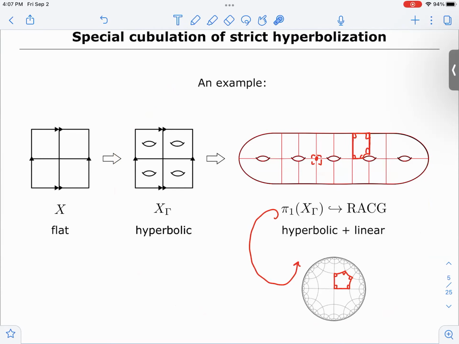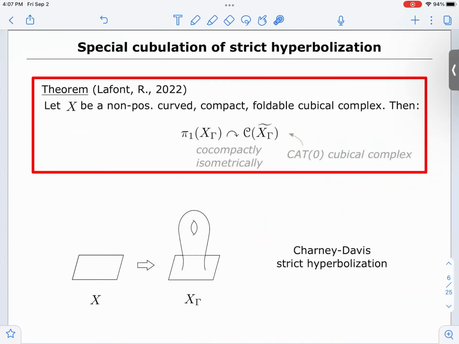Okay, so roughly speaking, the theorem we proved with Lafont is doing the same 2-step procedure in a broader context. And the context is that of Charney and Davis hyperbolization. This is a sketch of what this procedure looks like. As in my example, it starts with some cubical complex, so something you obtain by gluing together square cubes and so on. And you replace each cube with something with topology.